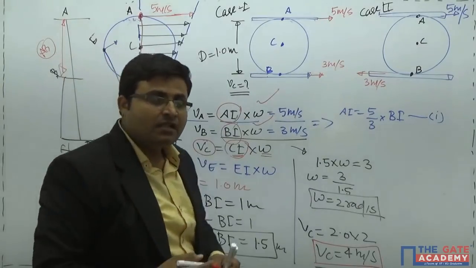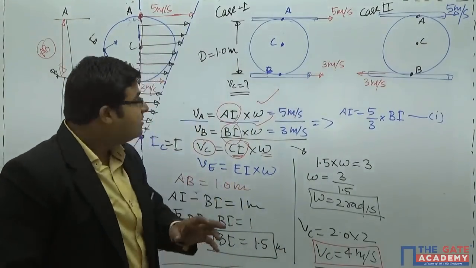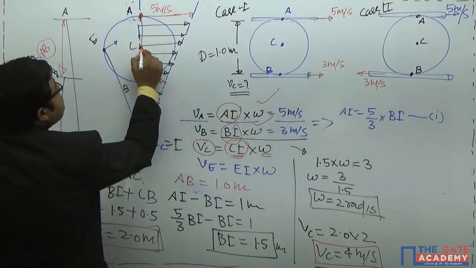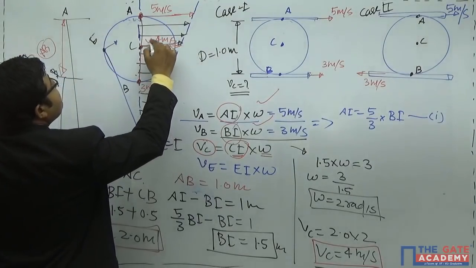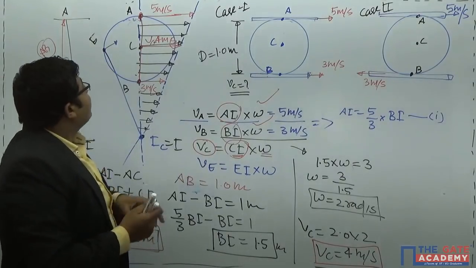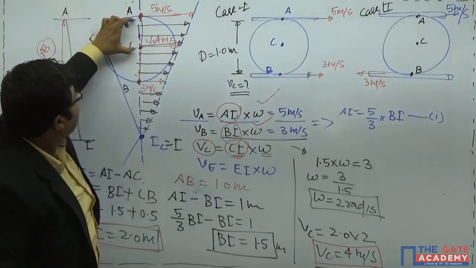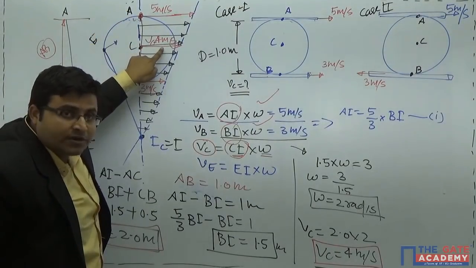Got it? This is the final answer. Velocity at point C is 4 meter per second, and it is clearly observed. Look at this, this point we are getting 4 meter per second, isn't it? Now look at this. This is 5 meter per second. 0.5 meter you are decreasing and it is 4 meter per second.